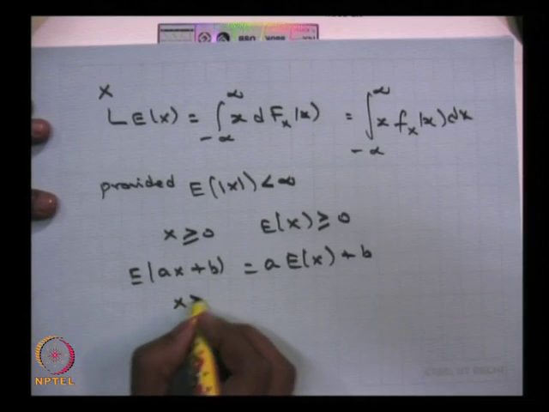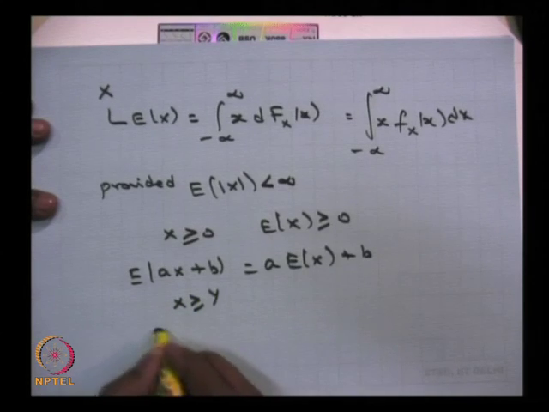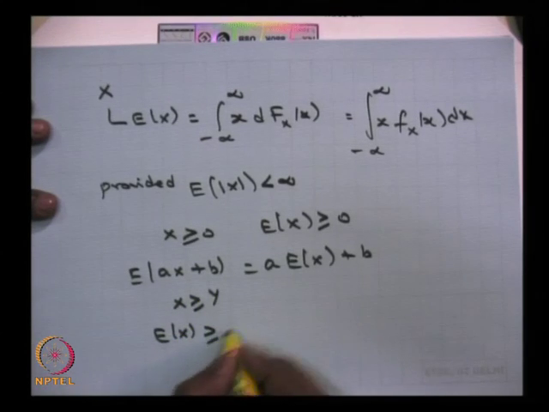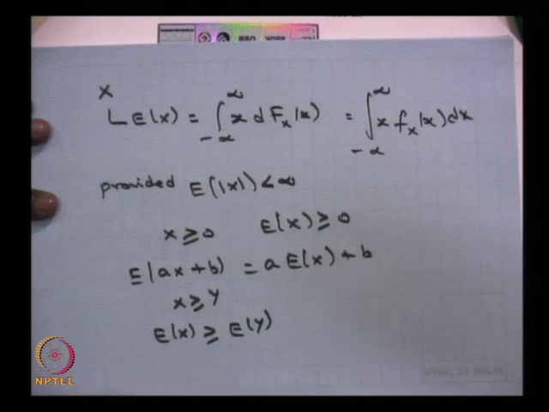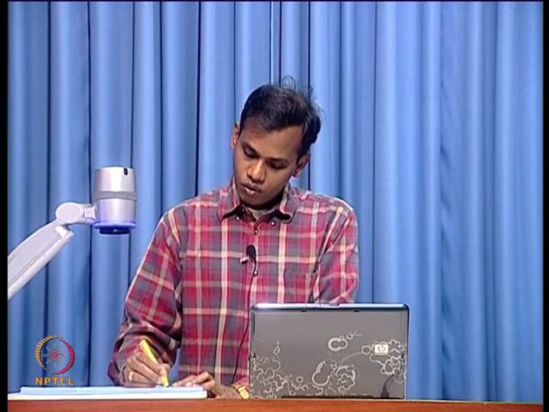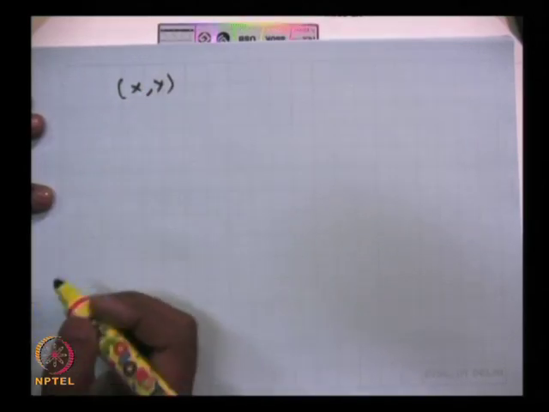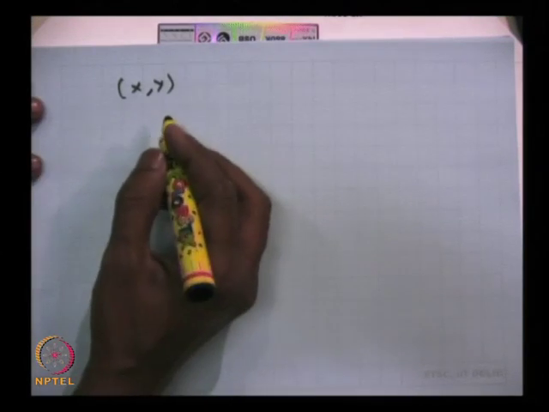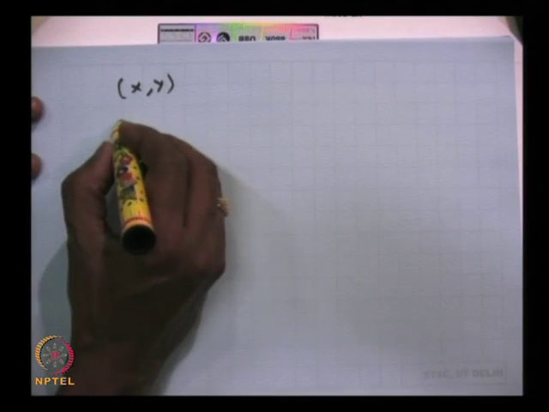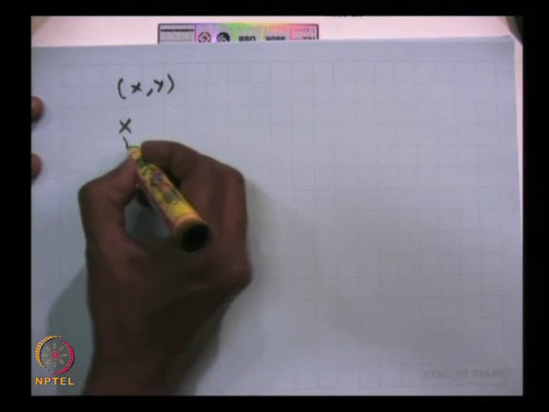If you have two random variables, then the expectation of x is greater than or equal to the expectation of y. So now, since we have more random variables, we are going to discuss something other than expectation. We can go for finding out the variance of the random variable also.